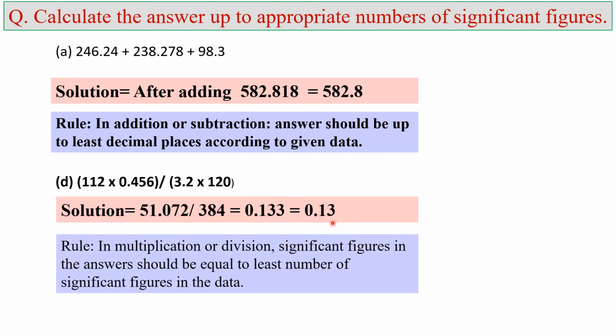Here we have applied the rule of rounding off numbers. According to that rule, in multiplication or division, significant figures in the answer should be equal to least number of significant figures in the data. In our question, term with least number of significant figures is 3.2. So our answer is also containing two number of significant figures after rounding off.